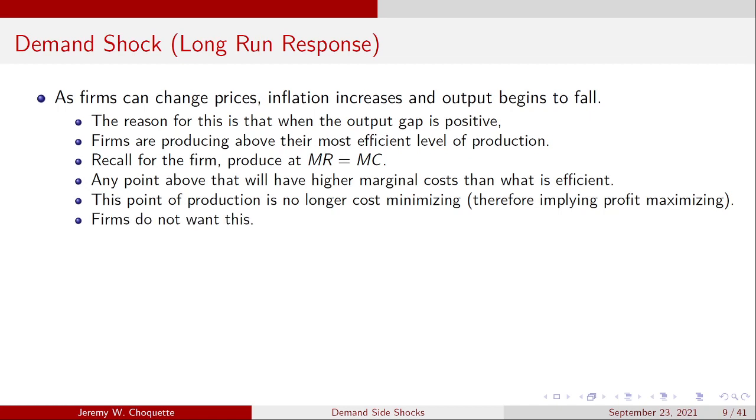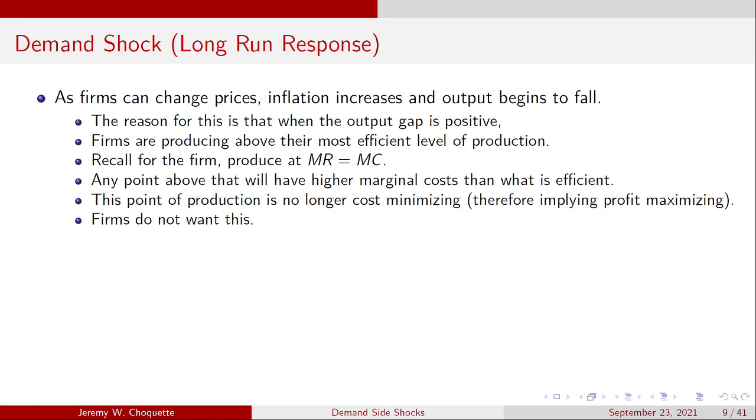Firms don't want that stuff, right? Firms want MR equals MC. They want to produce there. They want to price on the demand curve. Right now, they can't produce there, and they can't really price where they would like to because they are unable to change their prices. So they have to make more stuff, which is not good. Kind of pisses them off, right?